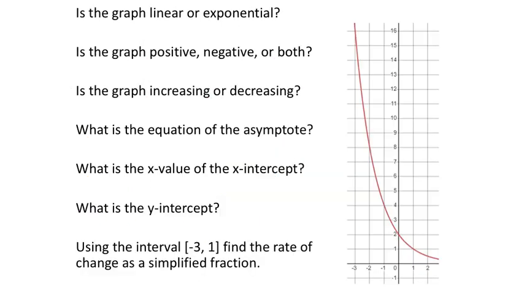Now we got all these parts. The first one is linear or exponential, positive, negative, or both, increasing or decreasing. Find the equation of the asymptote. And since this one is curved, it should have an asymptote. And then just the x value of the x-intercept, the y-intercept, which should be an ordered pair. And then we'll work on the rate of change. That was from 4.1, from -3 to 1, all right? Take a minute, try this one out, then we'll go over it.